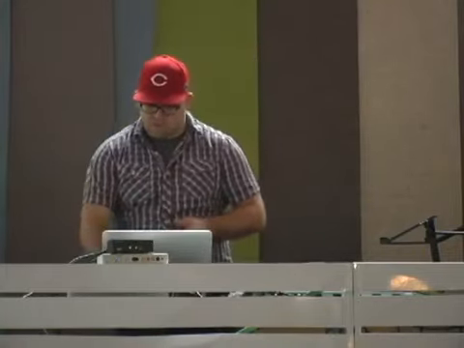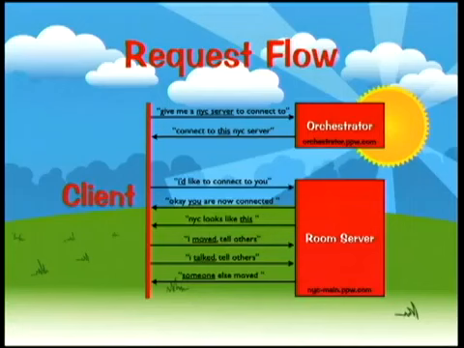So I'll dive into the request flow a little bit more. So this is kind of what that looks like at a very high level. The client comes in and he says, I want to go to New York City, so give me a New York City server to connect to. The orchestrator says, okay, connect to this server. Now the client knows where it wants to connect to. It sends a request to that server, and that server will check its identity, check a few authentication type things, and then say, okay, you're now connected.